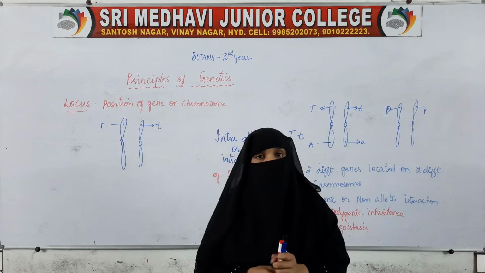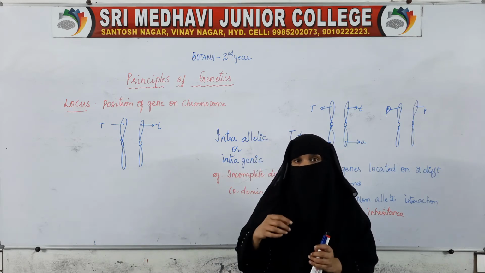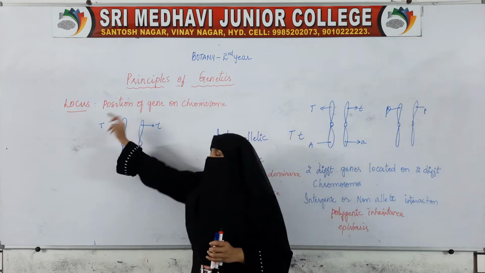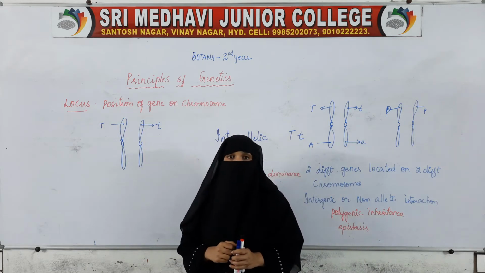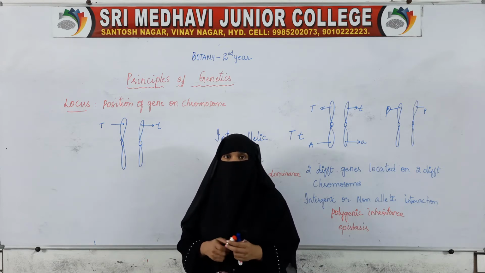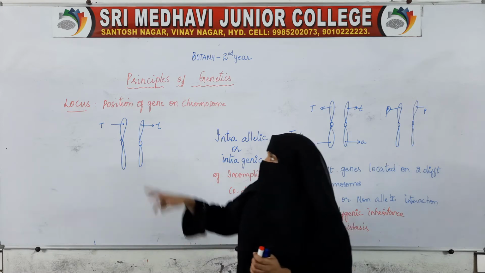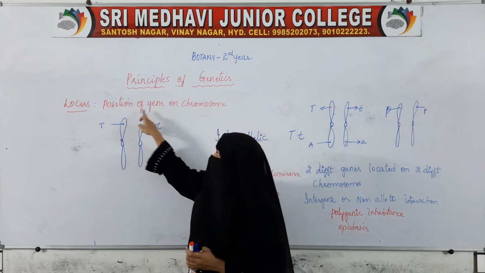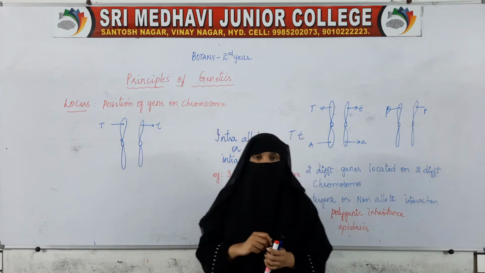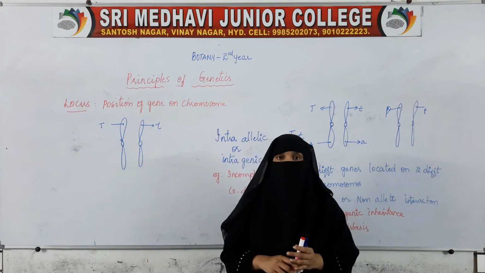But before we move to those topics, let us understand a small concept. First we need to understand the word locus. What does the word locus mean? Locus is singular, loci is the plural. Locus is nothing but the position of a gene on a chromosome.